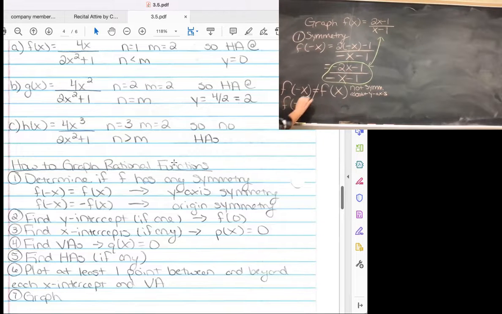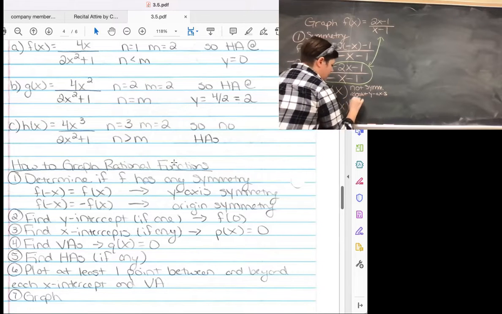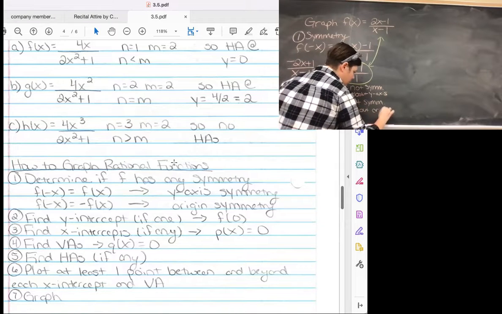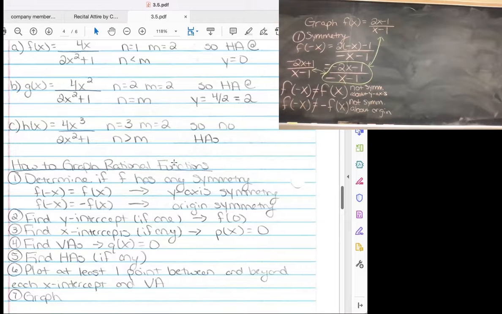So what about f of negative x? Does that equal negative f of x? If we took negative 1 times our function, would that be what's in our box? Well, I'm not sure. So let's take negative 1 times our function. That would give me a negative 2x plus 1 all over x minus 1. Does this equal what we had? The answer is no, because we have a negative 2x, and that's a negative 2x, which is good, but we have a plus 1 here and a negative 1 here, and then we have a plus x here and a minus x here. So no, these are not equal. So we are not symmetric about the origin. So we're not symmetric. That's all we found out. Okay, great. We're not symmetric.